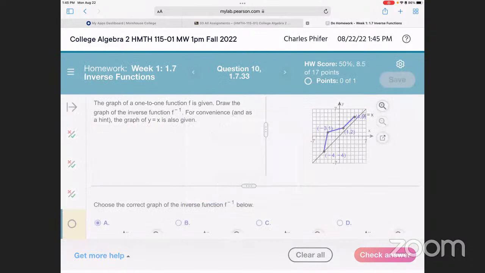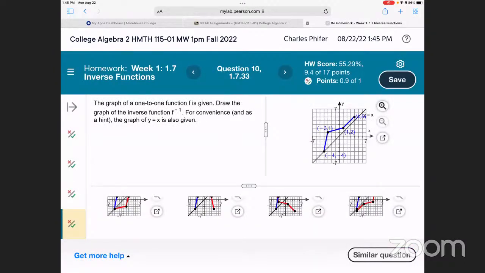Okay. All right. I do have it as that time. I have that as 1:45. Are there any other burning questions?